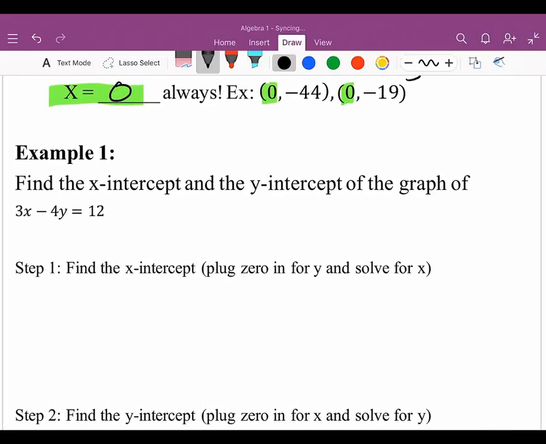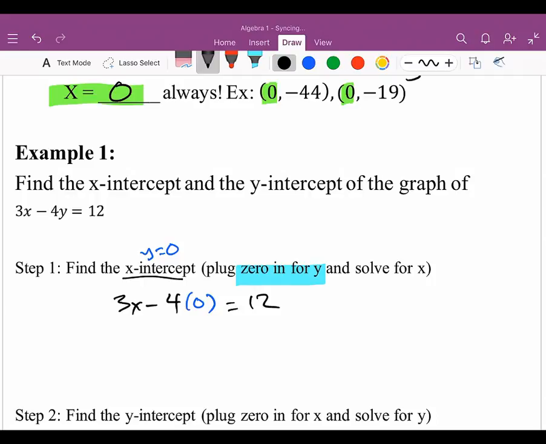Alright, so let's do example 1. Find the x-intercept and y-intercept of the graph 3x minus 4y equals 12. So notice that is in standard form. Standard form is nice when you're trying to find intercepts, alright? So first off, I want to find the x-intercept, okay? X-intercept. That means I am going to have to plug 0 in for y. So really, whenever you're solving for x-intercept, just recognize that y has to be 0. So go to your problem, change the y to a 0. So 3x minus 4. Now instead of a y, I can place a 0 equals 12.